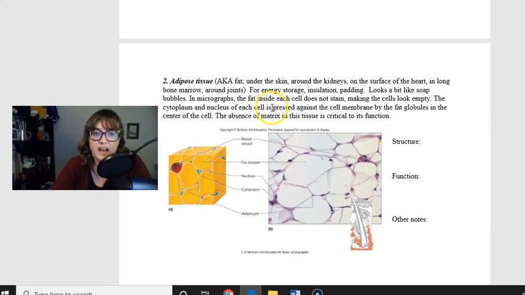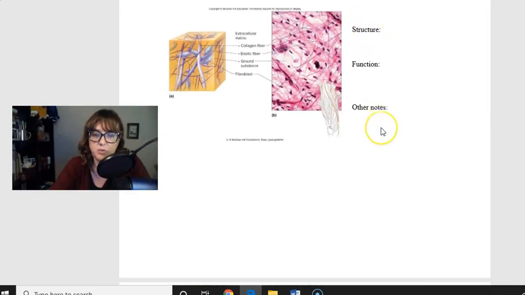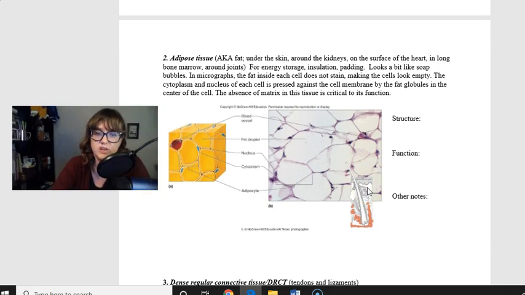Then we're going to go into our adipose tissue, so you'll take some notes on this. Notice there's places for you as you watch the videos to take more notes. Okay, your adipose tissue are your fat tissues. Every single person on the planet has fat cells. If you don't, you die.